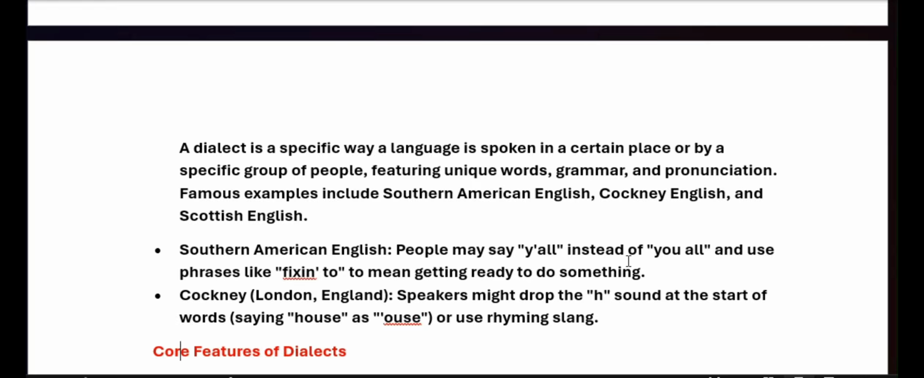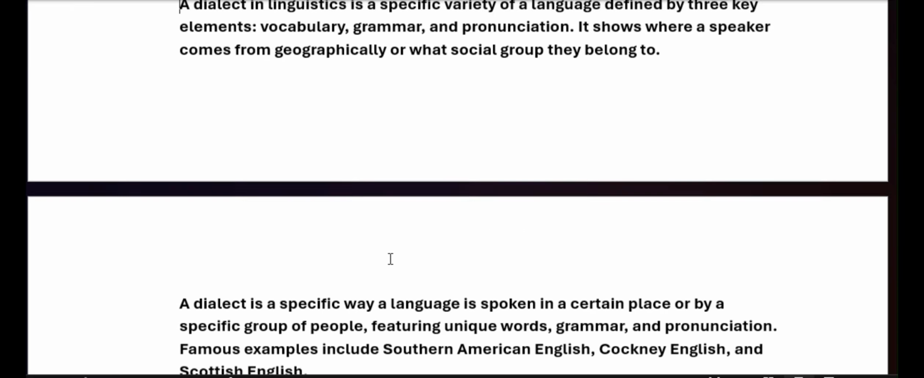Southern American English people may say y'all instead of you all, and use phrases like fixing to mean getting ready to do something. But Cockney, London, or England speakers might drop the h sound at the start of words, saying house as 'ouse, or use rhyming slang. So different speakers have different ways of speaking the same language. So, dialect.